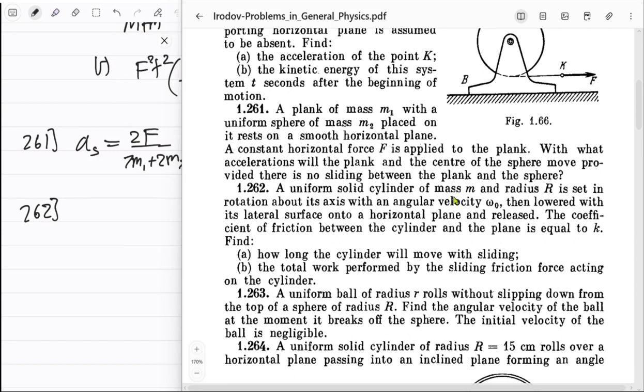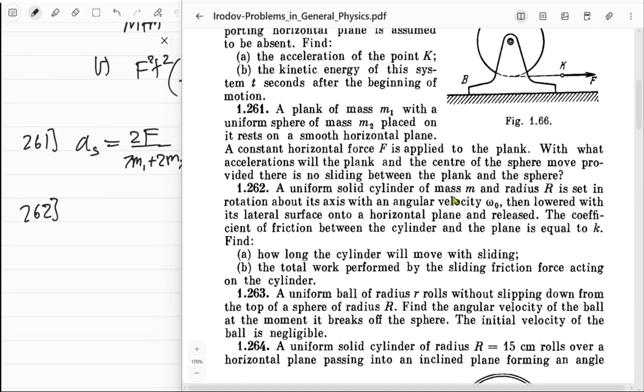And the total work performed by the sliding friction force acting on the cylinder, right? Okay, this is a, how long will it move with sliding? Maybe think about it. Is there some easier way to do this than actually doing everything? I don't think there is. Just find omega as a function of t and v as a function of t, and v needs to be equal to omega r, right? That's going to give you the time.